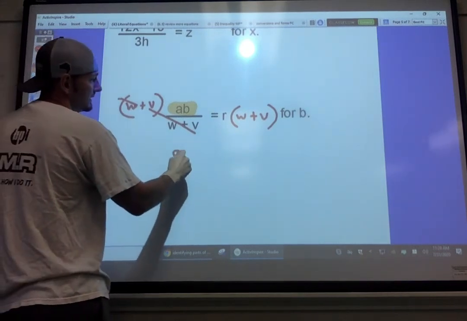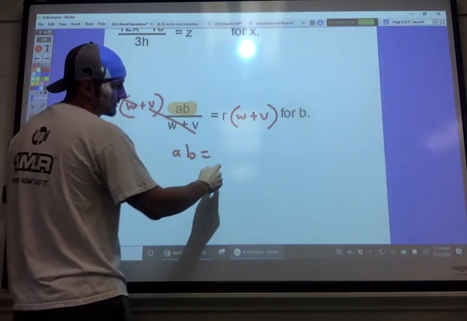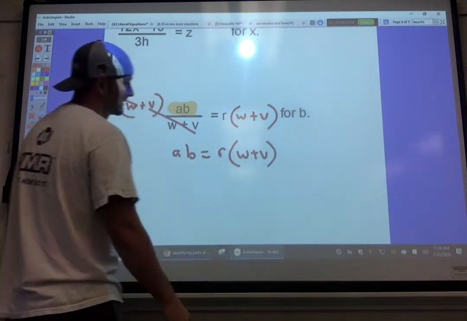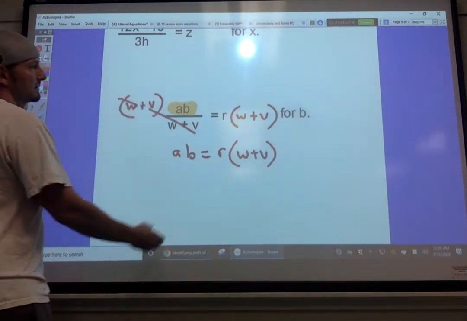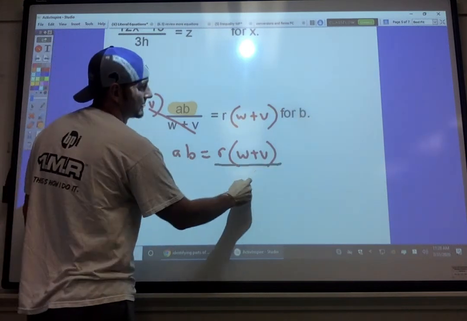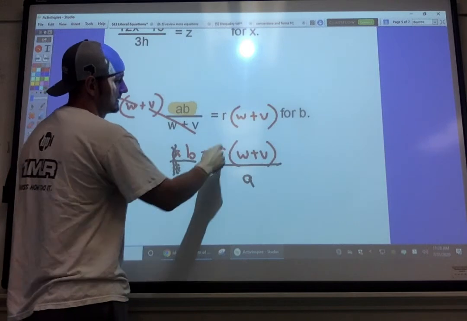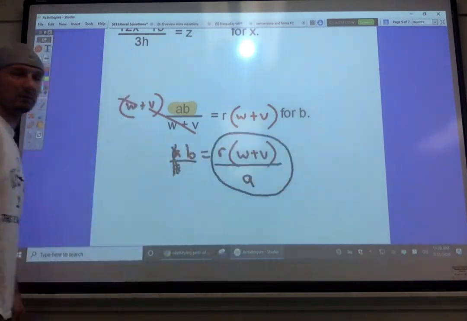Okay, so A times B should be equal to R times whatever W plus V is. And the last step, divide by A. There's our answer. Divide by A. And that's probably the way you'll see it written.